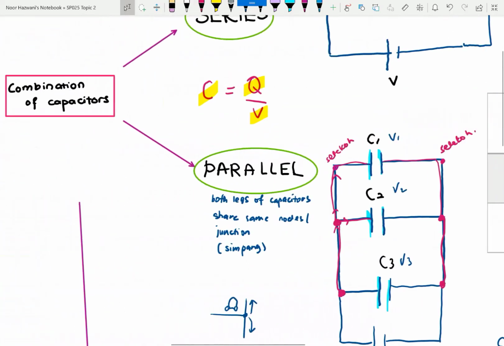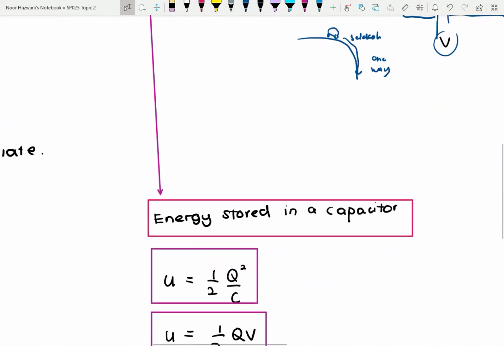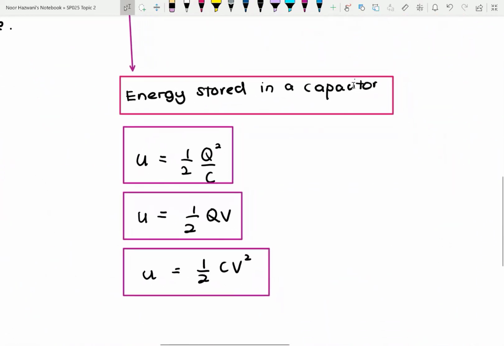Kita pergi kepada last part untuk subtopic 2.1. What you have to know is how to calculate the energy stored in a capacitor. So there are 3 equations you can use. Okay, the first one, U equals to half Q squared over C. And then you ada equation U equals to half QV. And then the last equation, you ada half CV squared. Okay, so you tahulah kan, Q tu adalah charge, C itu adalah capacitance. Okay, semua mesti dalam SI unit. And then the unit for U, okay, unit for U adalah joule.